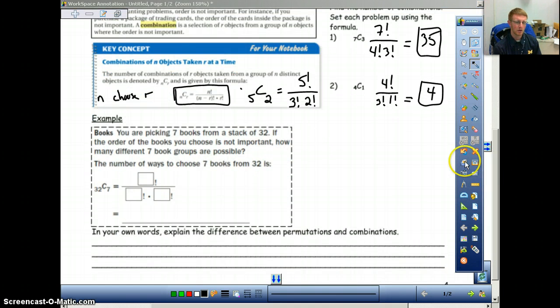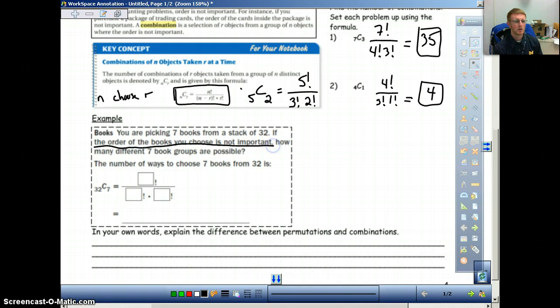This is where it gets more interesting and more relevant. So it says you're picking 7 books from a stack of 32. If the order of the books you choose is not important. So here is the most important part of this problem. Because it's telling you that it's not important.